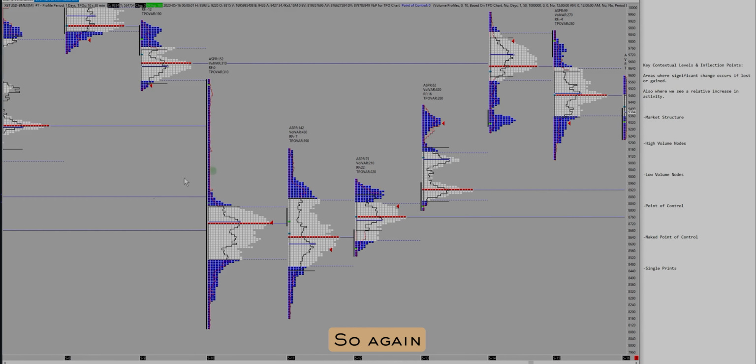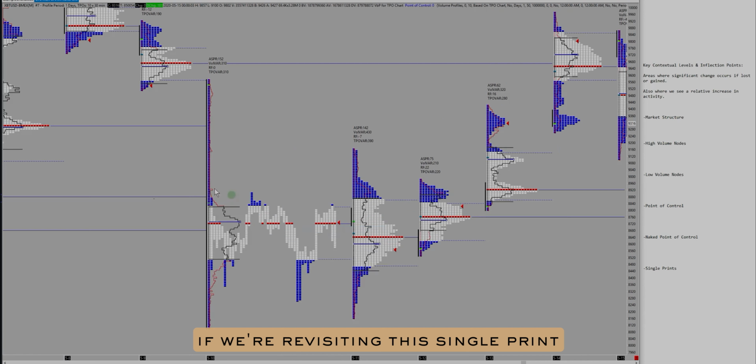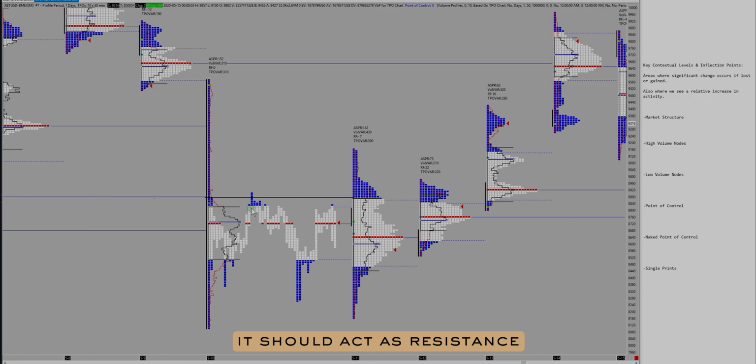So again, here's a single print at the low. We would expect that if we're revisiting this single print for the first time, remember, so if we're revisiting this level where the single print left off, right here within the structure, we would expect that if we're revisiting it from below, it should act as resistance. Okay, the same concept would be if we were revisiting the single print at the low right here, that it should act as support. And we're going to look for this kind of behavior at these levels.